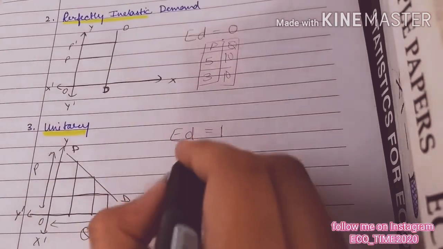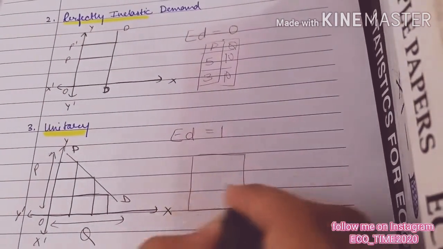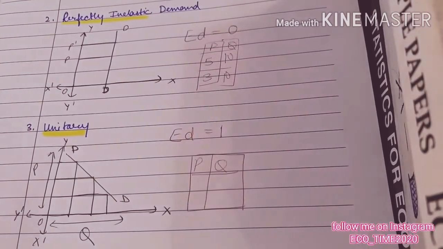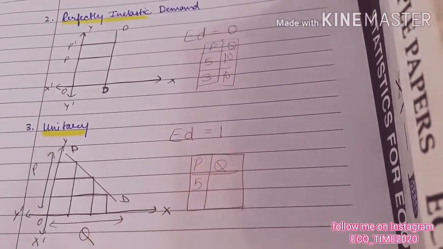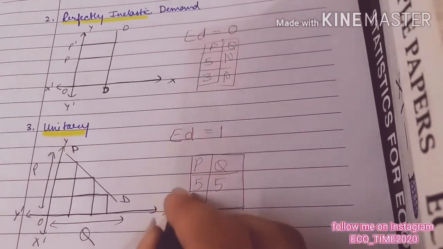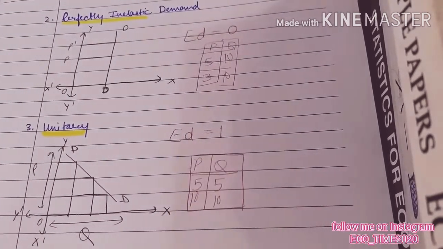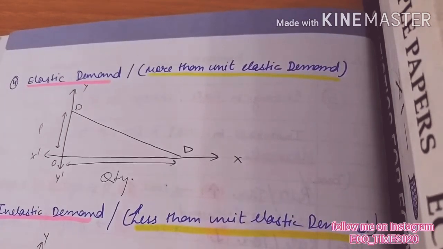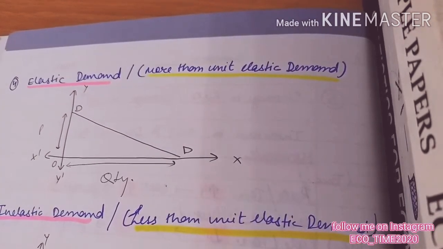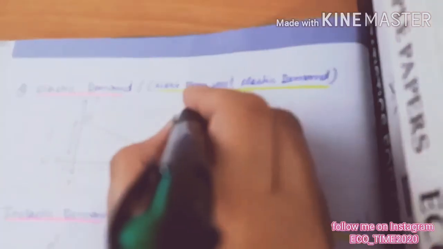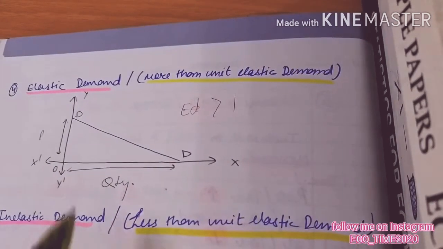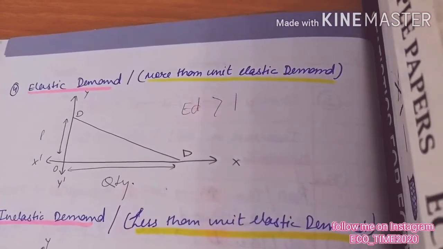The schedule for this diagram can be P and Q. It is equal, so 5, 5, 10, 10. This is the schedule. Next type of demand is elastic demand or more than unit elastic demand. As the name suggests, elasticity of demand is greater than 1. So you can see the diagram over here.